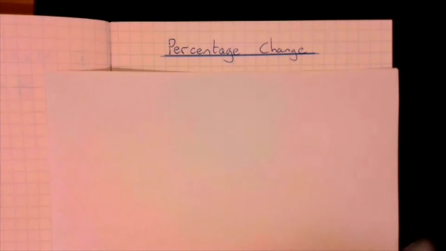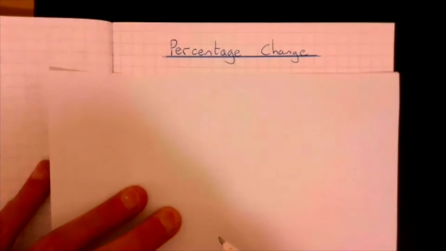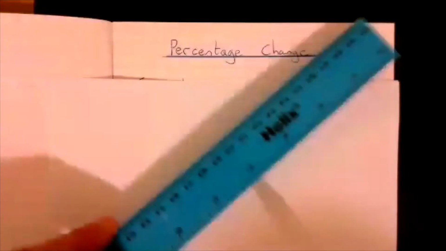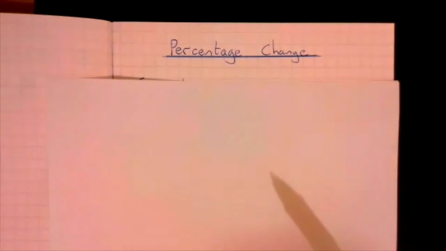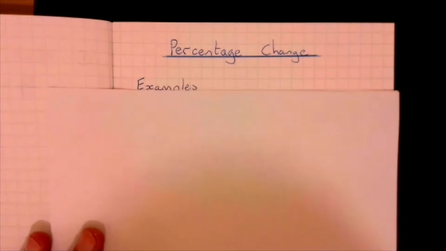So here we go. Today's lesson is about percentage change, right? So here's our title. We're going to write that down in our books, underline nice and neatly. Make sure, look, we're using a ruler. Okay, and you can put today's date down there as well. So let's have a look at a couple of examples, and then you can get straight in doing some questions.